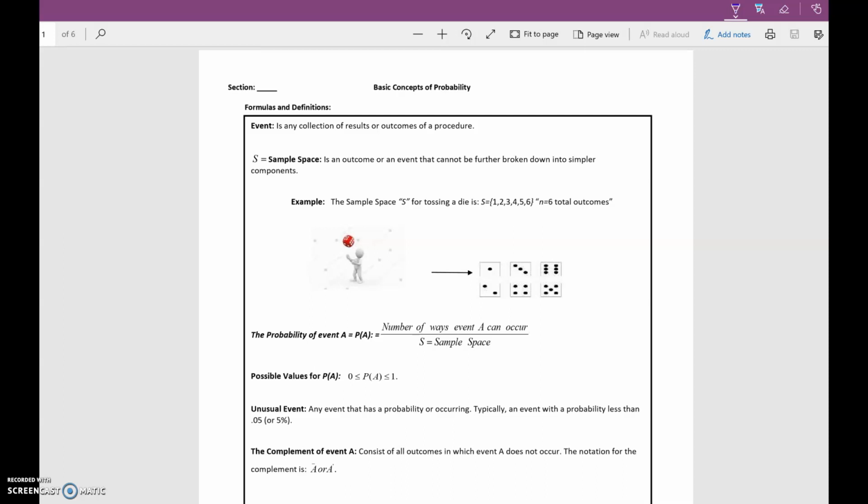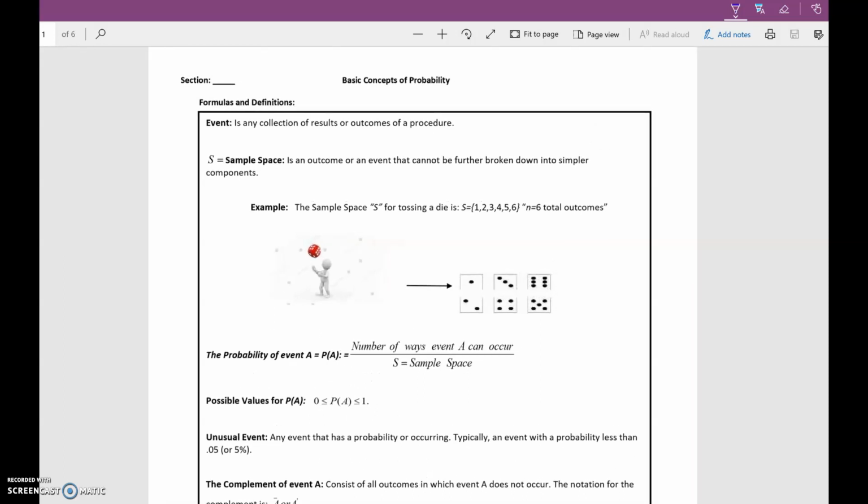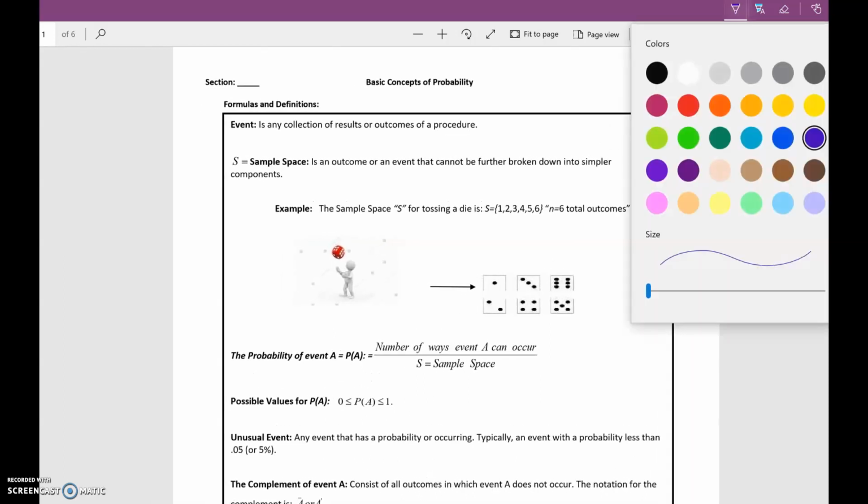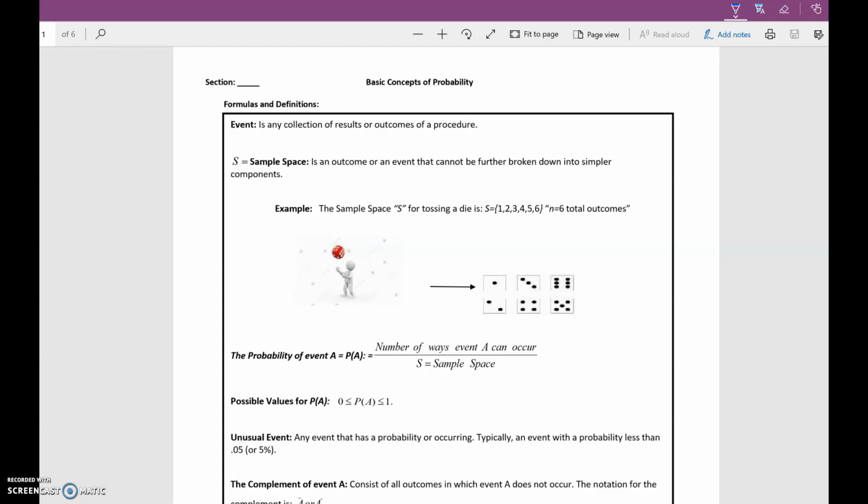Hi class, we're going to take a look at Introduction to Probability, which is 5.1, and we need to talk about a couple of actual definitions. Now, within the definitions in this section, we're going to be looking at events. And events are basically defined as anything that's going to actually occur. And we're talking about future procedures that are actually going to happen.